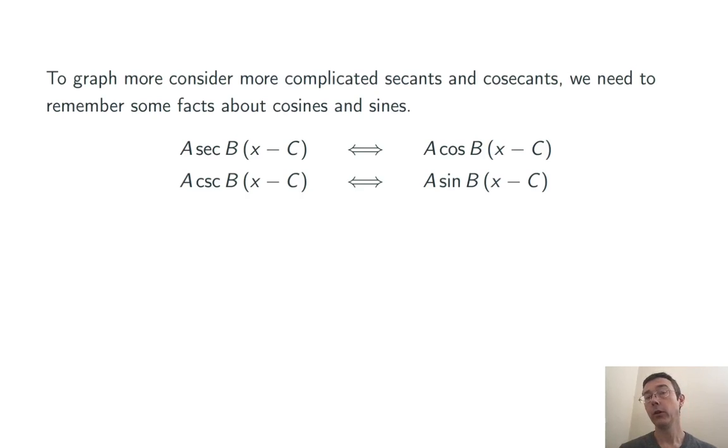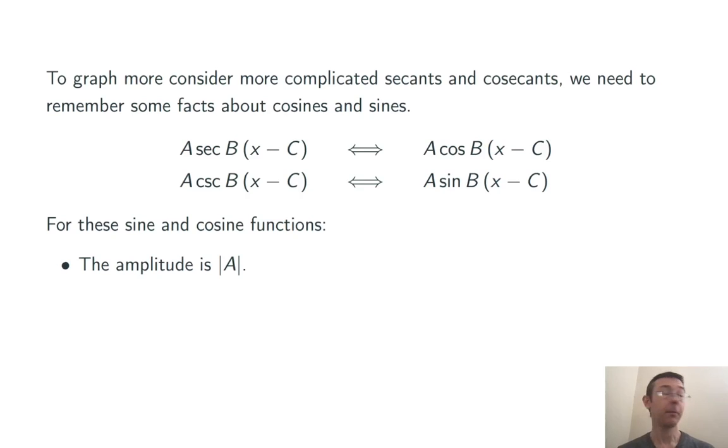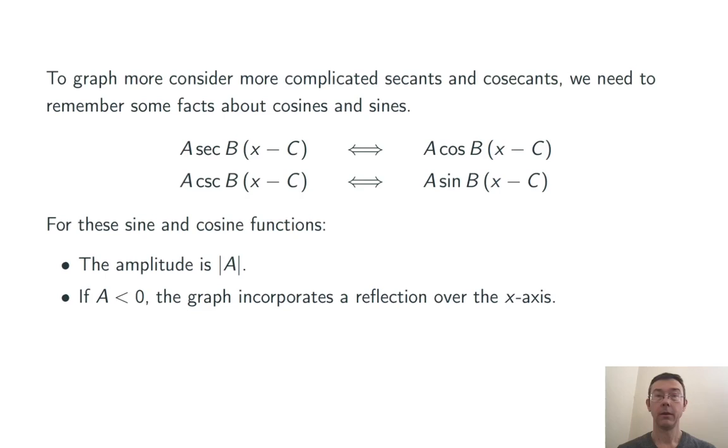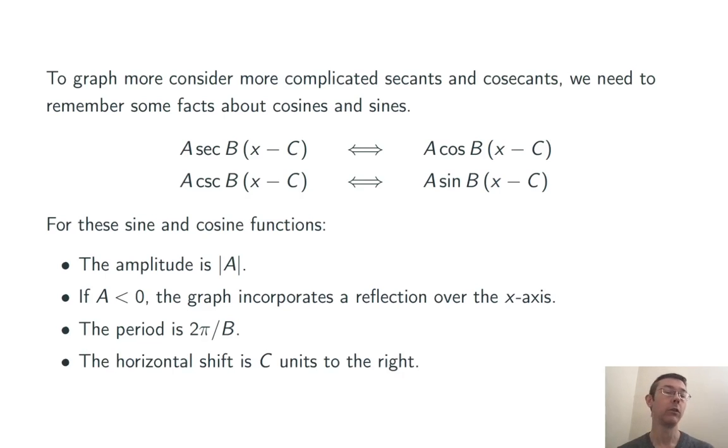All right, if we want to graph more complicated secant or cosecant functions, we're going to go through a similar process. First, graph the corresponding cosine or sine function, then connect the local extrema to the vertical asymptotes. So let's briefly review how to graph a function like y equals a cosine b times x minus c, or y equals a sine b times x minus c. The amplitude is the absolute value of a. If a is less than 0, then the graph of the sine or cosine incorporates a reflection over the x-axis. The period is 2 pi over b, and the horizontal shift is c units to the right.